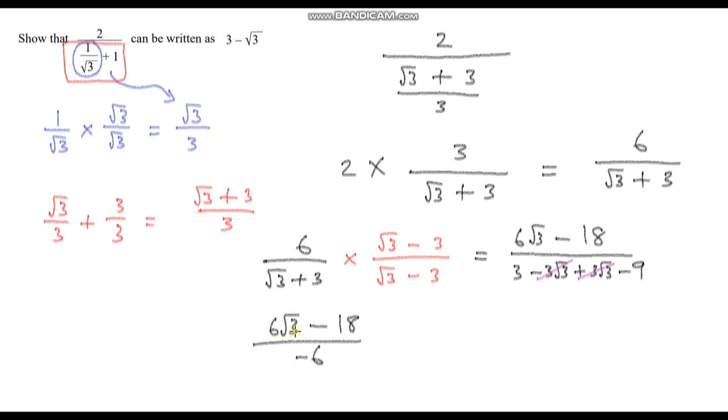6 root 3 divided by negative 6 is negative root 3. And then negative 18 divided by negative 6 is positive 3. Notice we have the same value here, but it's just the other way around. So let's just switch the terms around so it's identical to what is being asked for. So we have 3 minus root 3, and we compare that with what they are asking for. It is identical, so we know we are spot on with our answer.